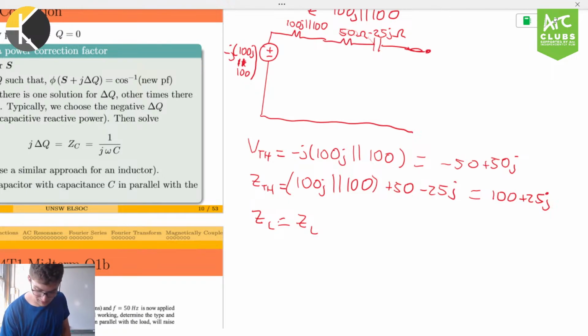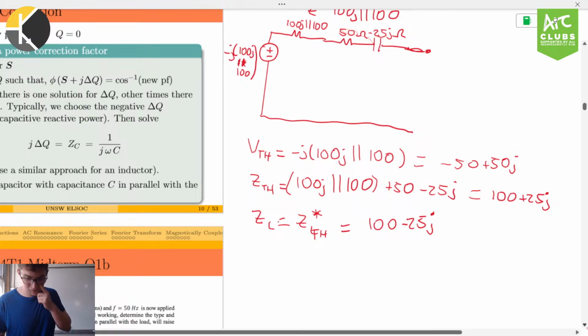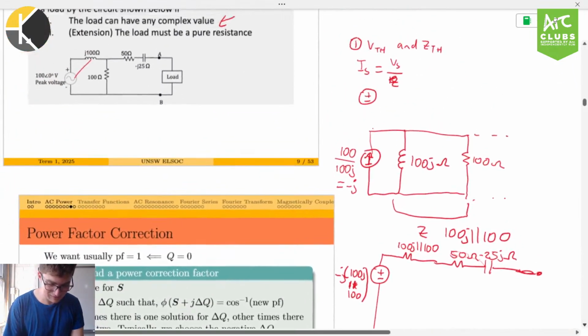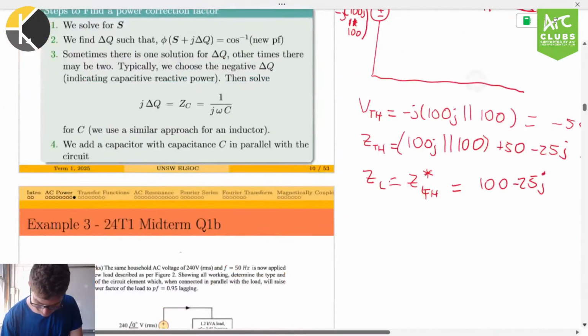Okay, can somebody tell me what ZL will be then? It's pretty easy. 100 minus 25J, that's correct. Now, what we could just do at this point is the last step. Let's find PL max.